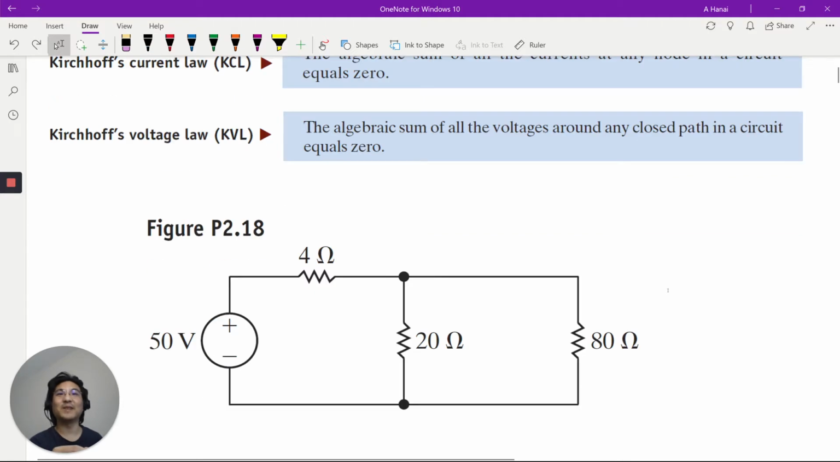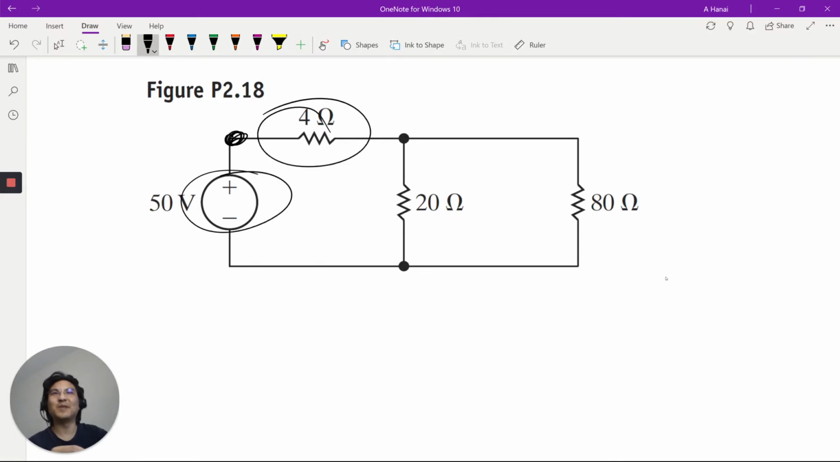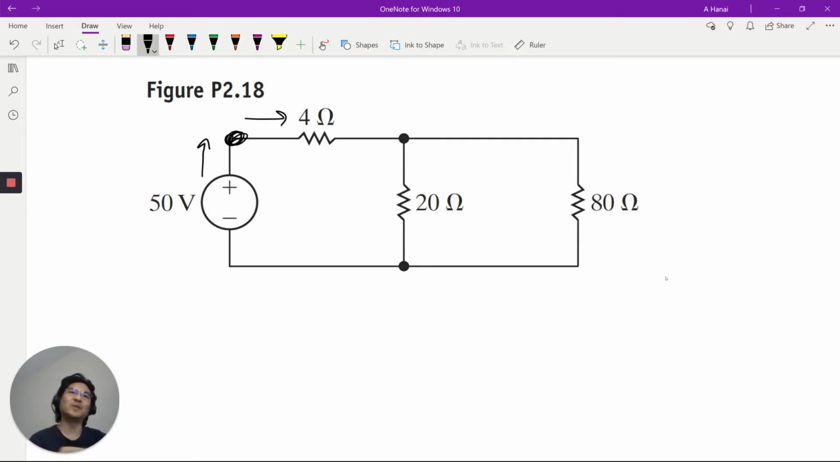Okay, so for example, here's a node. That's where two circuit elements connect to each other. So that means if I take the current here and the current here and add them together, it's zero. It means however much current goes into the node has got to be leaving the node. It's basically conservation of charge. But maybe that's not so exciting.